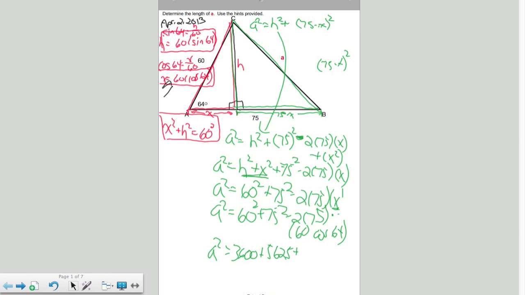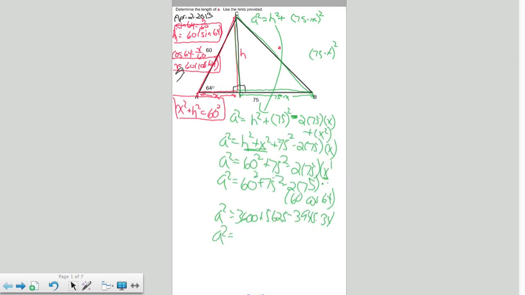And then if I do 2 times 75 times 60 times cos of 64, what do I get? I get minus 3945.34. So here a squared is equal to, if I do all that, 5279.66. So how do I solve for a? Yeah, square root both sides. So a is equal to roughly 72.66.